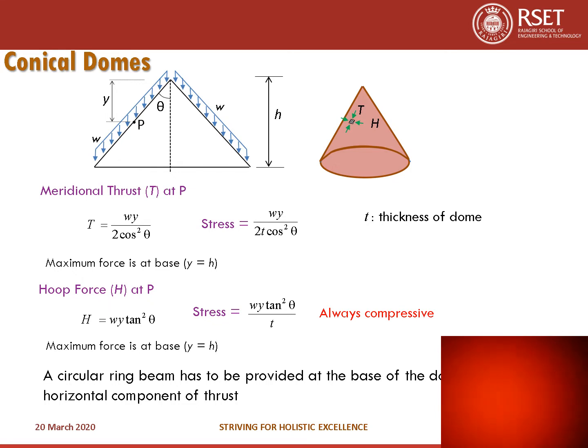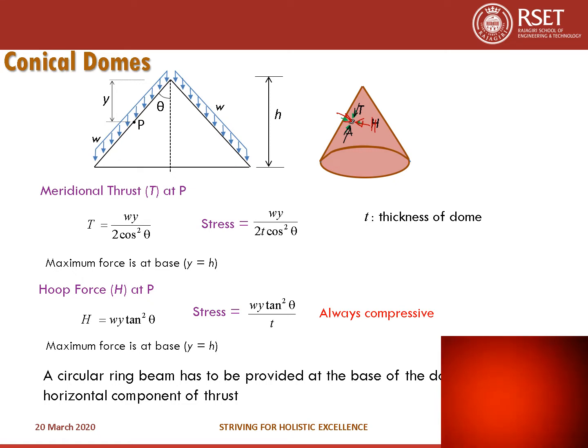And here also we have a meridional thrust and hoop stress. If you look at this cone figure, you can see that there will be a meridional thrust along the inclined face of the cone. So this will be the meridional thrust. Then the hoop stress will be along the latitude, along the circumferential direction. This is the hoop stress H. So these are the two forces here also.